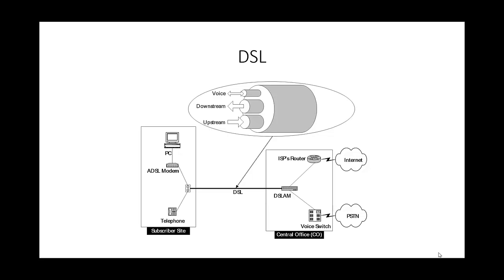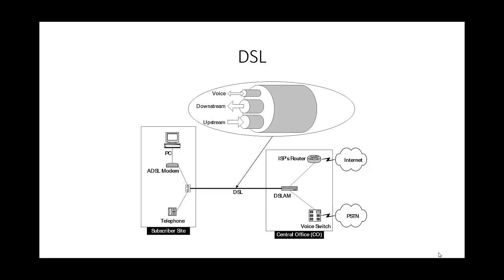ADSL is widely used for SOHO connections to the internet. ADSL has advantages over analog modems and ISDN connections, in that the speeds are generally higher and the data connection is always on, i.e. no dialing or call setup is required for data connections. On the negative side, ADSL is not available in remote locations owing to the distance restrictions.